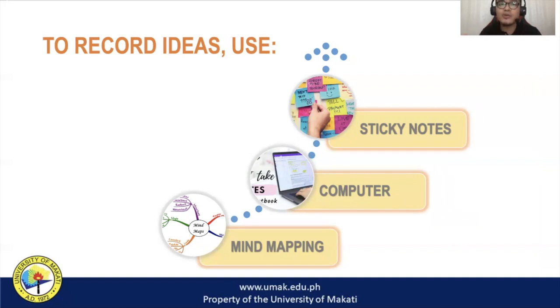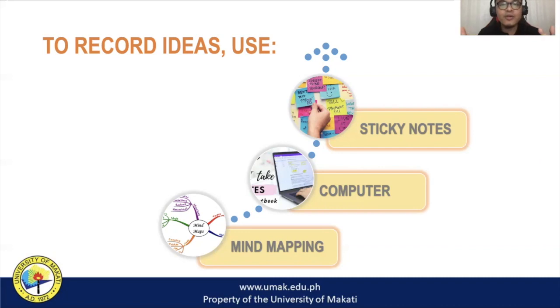Now, how to record ideas. I told you earlier you could use any means possible, or any means that you're comfortable with. For example, you can voice record yourself, you can use your mobile phone, but these are some of the suggested ways to record your ideas. First is mind mapping. Mind mapping we will talk about in a little while as we go along in this video, because it's one of the graphic organizers.